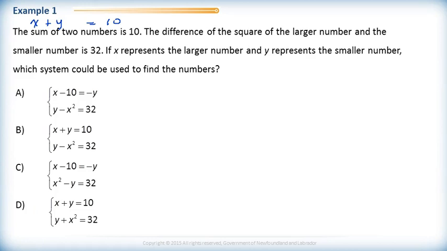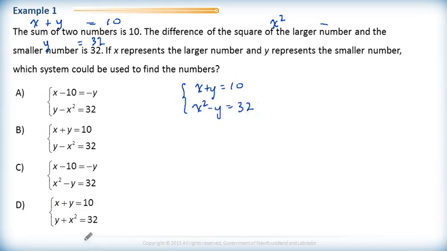Next it says the difference of the square of the larger number. The larger number is x. And the smaller number, the difference means we're going to subtract. So it's x squared minus y is going to equal 32. So our system of equations should be x plus y equals 10 and x squared minus y equals 32.